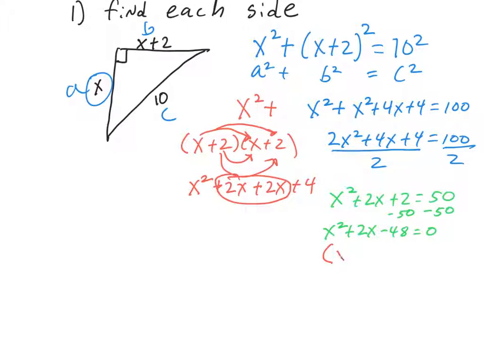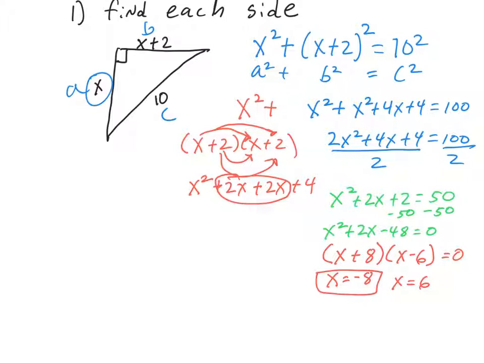So we'll end up with x plus 8, because the 2 is positive, times x minus 6. So let's check real quick. 8 times negative 6 is negative 48, and 8 plus negative 6 is positive 2. So that'll work. So the answers for this quadratic are going to be x is equal to negative 8, and x is equal to positive 6.